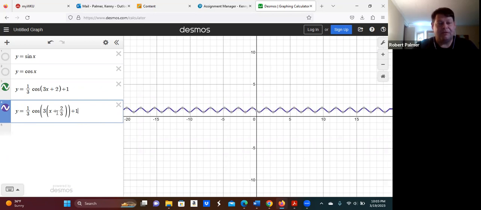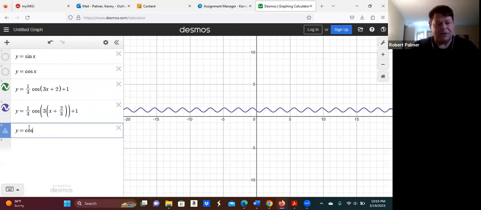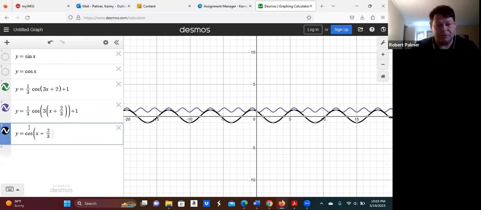Let's take a look at that one step at a time. Let's start with y equals cosine of x and see how this works in terms of the order of operations. So the black graph's what we're starting with. First I'm going to do this horizontal shift, so x plus 2/3. Oh crap! Let me get rid of both of these and just put the cosine graph up. So the blue is the original one. The black one is the one I just shifted.